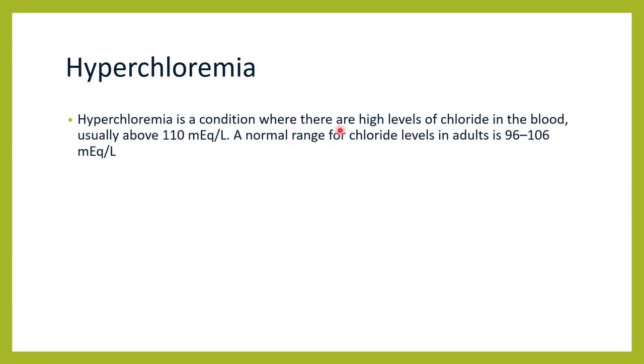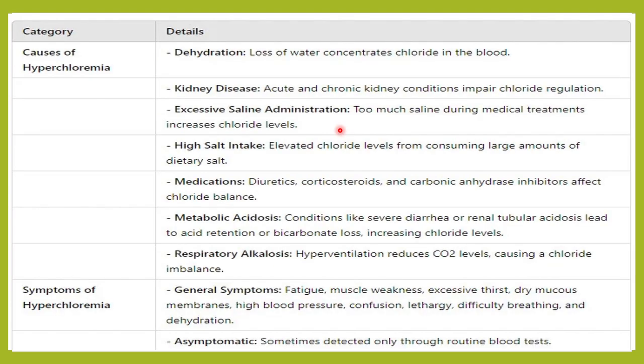Hyperchloremia. What is hyperchloremia? When the level of chloride exceeds the normal range. So what is the normal range? Around 96 to 106 milliequivalents per liter. But we are worried when the level of chloride exceeds more than 115 milliequivalents per liter. So that is called hyperchloremia. Now what are the causes of hyperchloremia? One is dehydration. Whenever there is loss of water, that can concentrate the chloride in the blood. So that can also cause hyperchloremia.